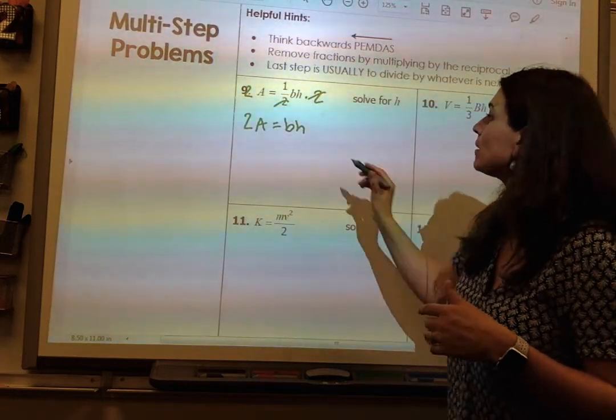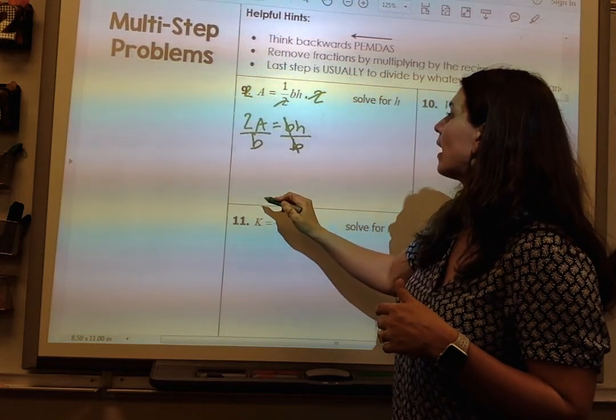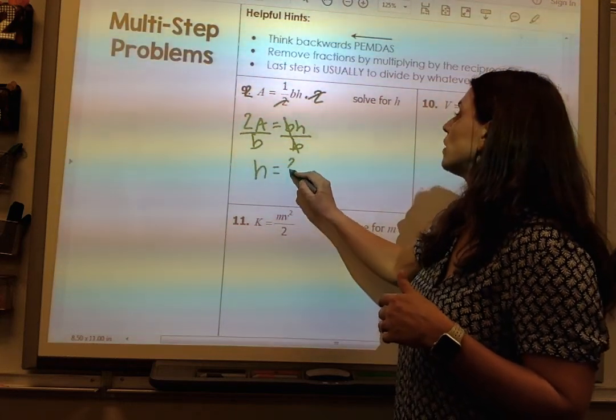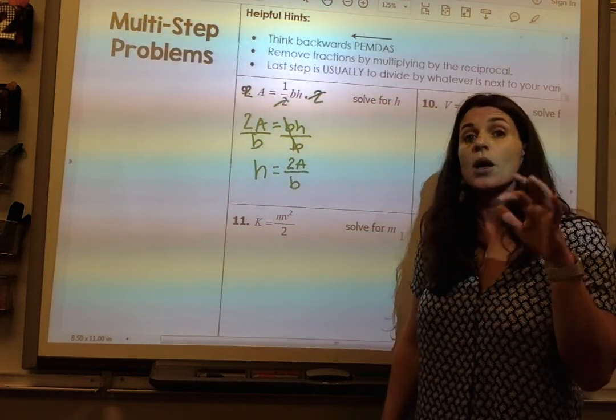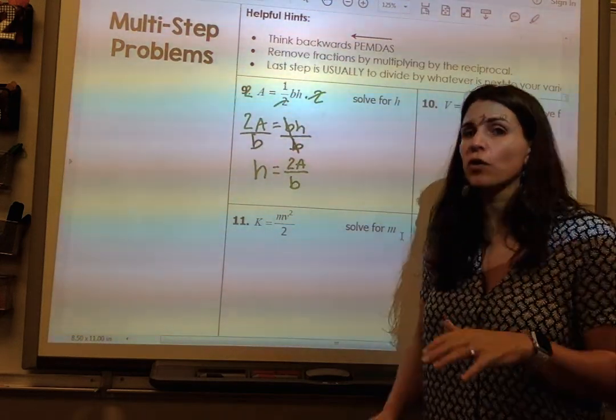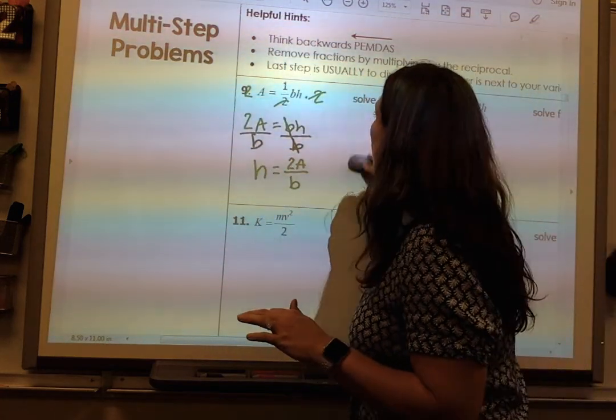And now to get h by itself, I divide both sides by b. B's cancel out, and I'm left with h equals 2a over b. So if you know your two properties, multiplicative inverse, additive inverse, this is easy breezy. Let's look at number 11.